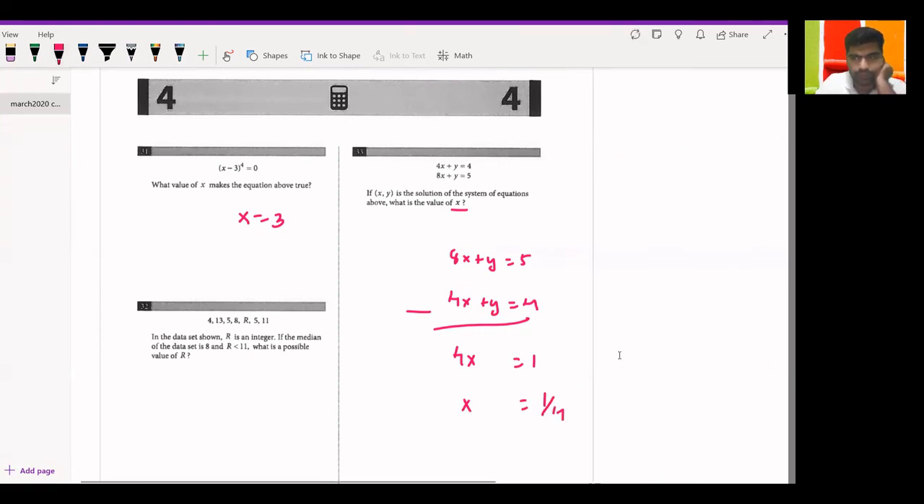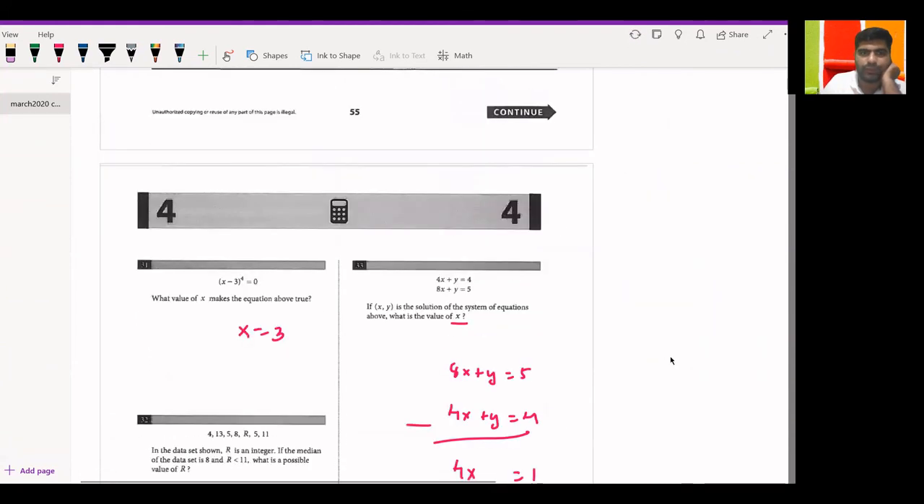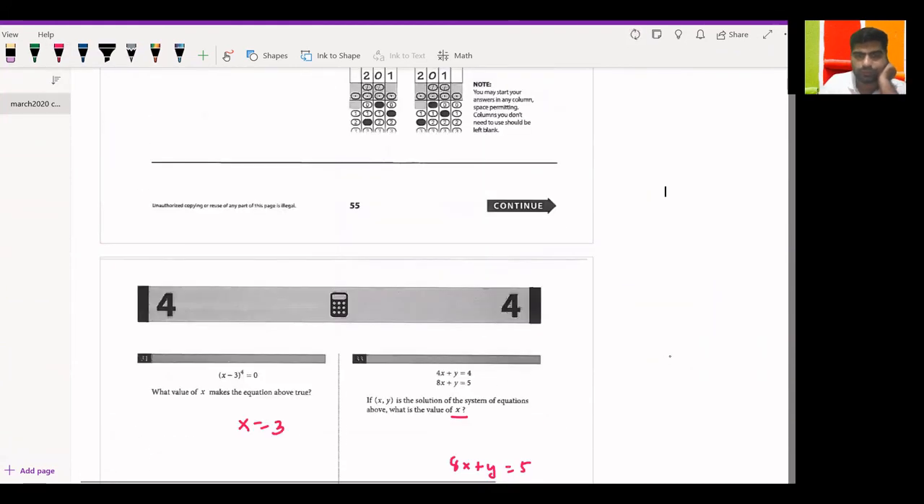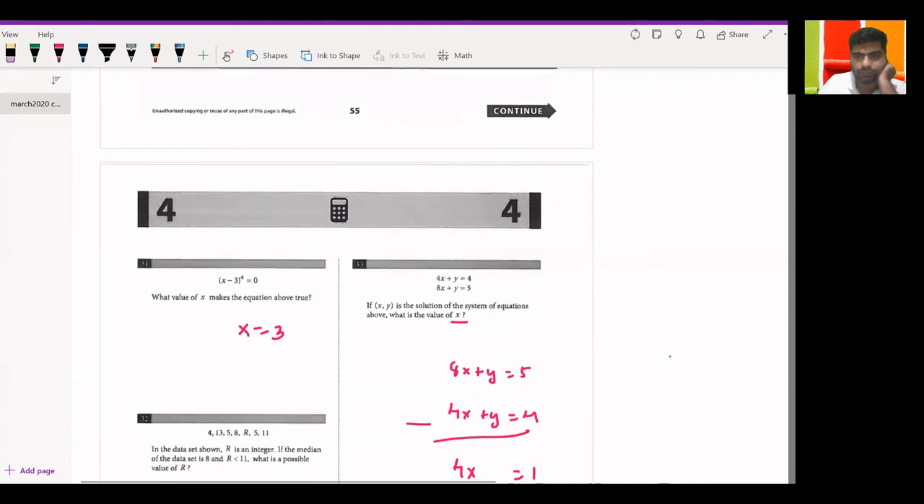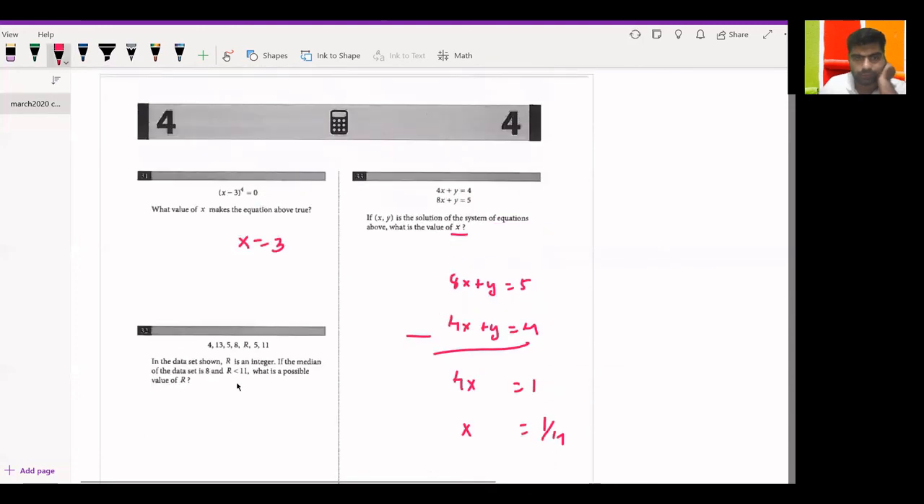The median is 8, R is less than 11. What is the possible value of R? So median is the central value. Okay, let us see. Let us see how many things we have. We have 3 numbers plus 4 numbers. We have 7 numbers. So let us put 7 blanks.